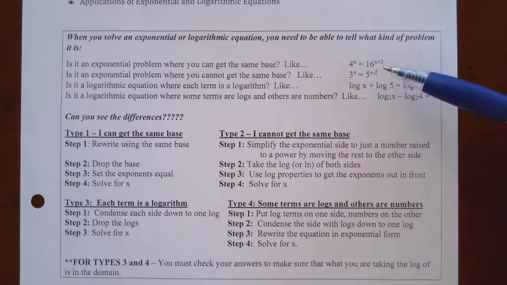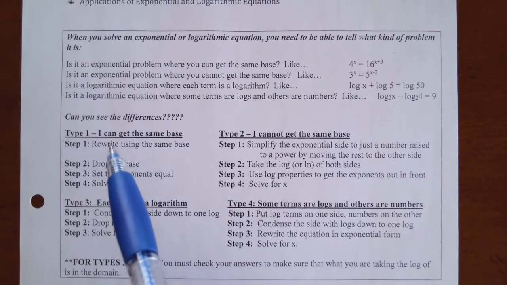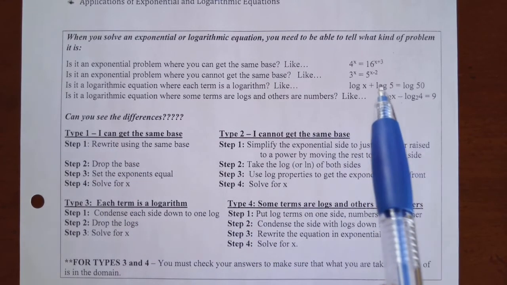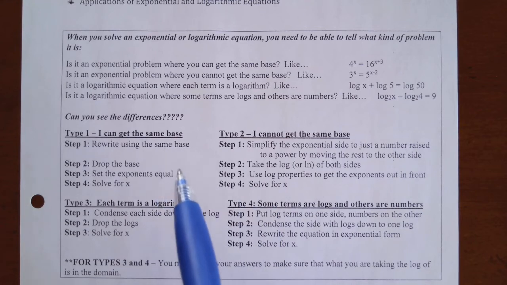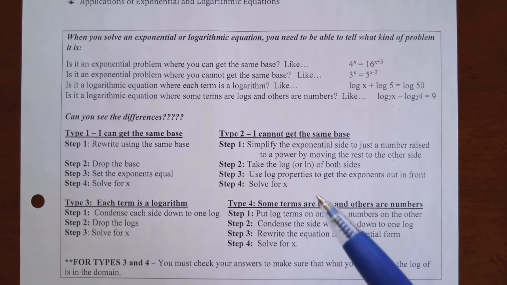If I look at the first one, my answer would be yes, I can get the same base, because I can write 16 as 4 squared. So that would be the first type. And if I look at the bases of 3 and 5, there's no way I can get the same base, okay? So I call type 1 problems ones where I can get the same base, and I call type 2 problems ones where I cannot get the same base. These are the steps that you would do if you have those kinds of problems. We're going to go through these. I'm not going to read the steps to you right now. We'll do them in just a minute.